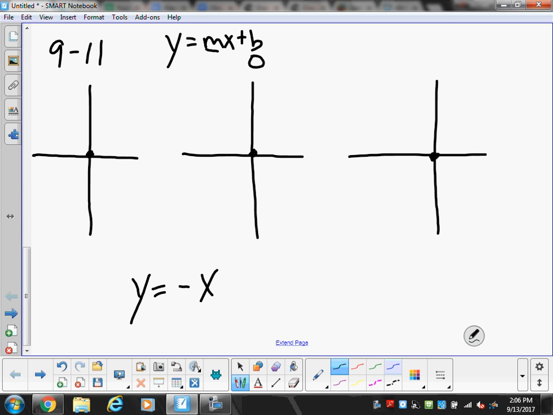What's my slope? What's my K? What's in front of the X? Negative 1, right? You know, the one's not written. So my slope, negative 1 over 1. So for this, I would go down 1 to the right 1. Put a dot, sketch my line.